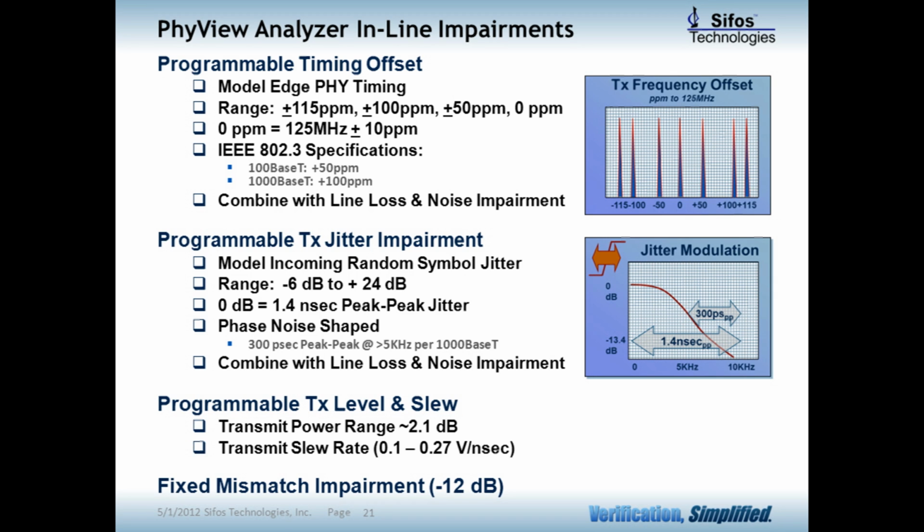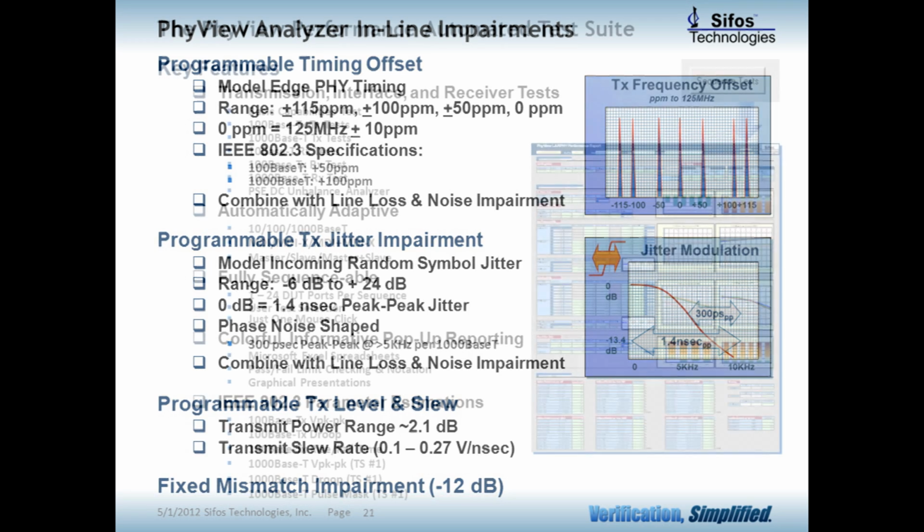The timing offset impairment, jitter impairment, and slew amplitude control may be layered as additional impairments on top of line loss and amplitude noise ingress impairments described earlier. Finally, each test port can be configured to apply a fixed minus 12 dB impedance mismatch, that is, a mismatch that will produce a minus 12 dB wideband return loss.